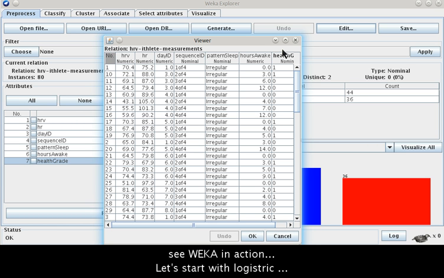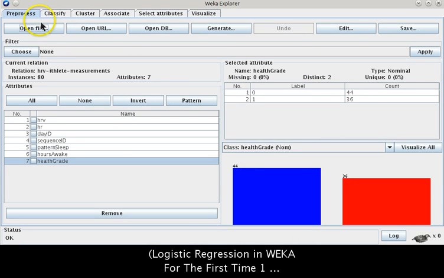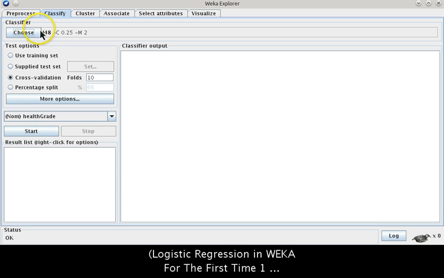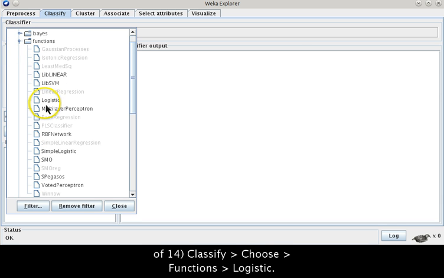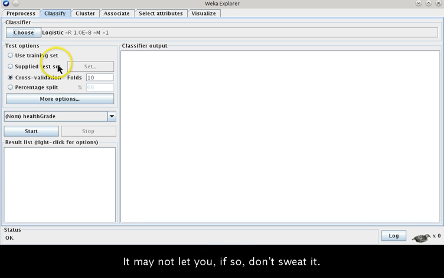Let's start with logistic regression in Weka. Classify, choose, functions, logistic. In some cases it may not let you at first. If so, don't sweat it. Later on, that's one of the things we're going to learn about Weka.